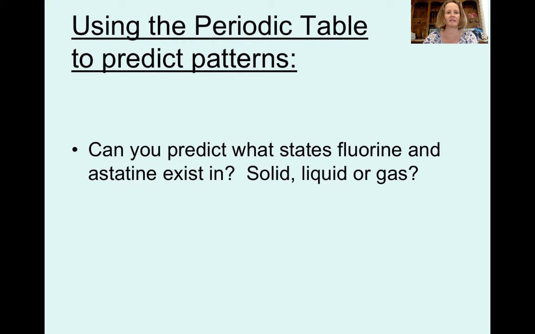We can use the periodic table to predict patterns. So if we know that chlorine is a gas, bromine is a liquid, and iodine is a solid, can you use the periodic table to predict the state of fluorine and predict the state of astatine?